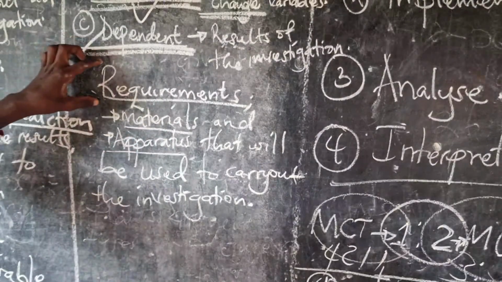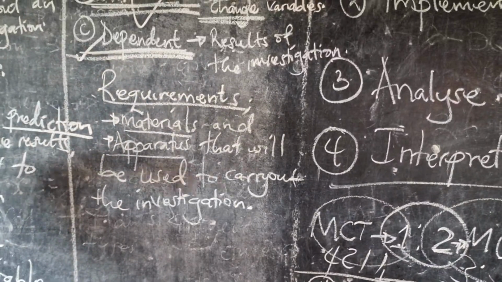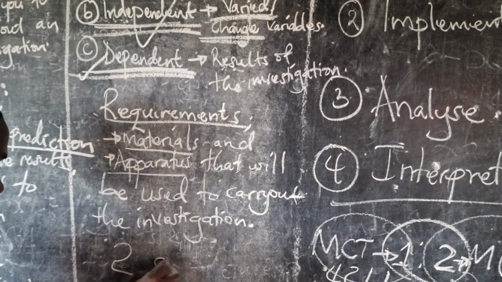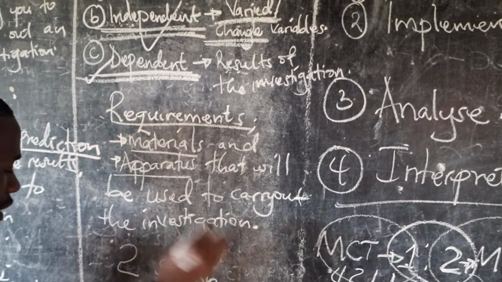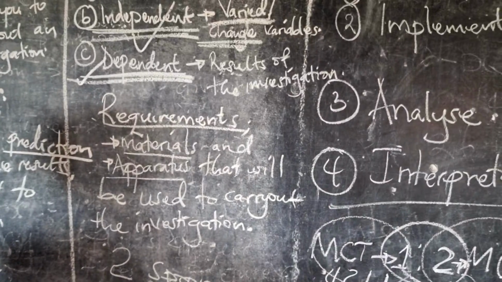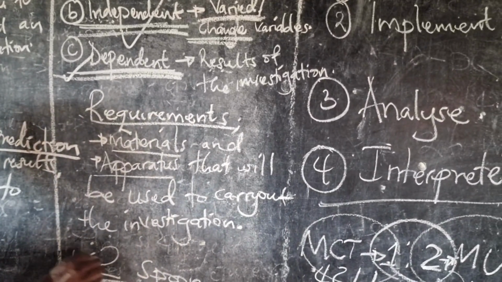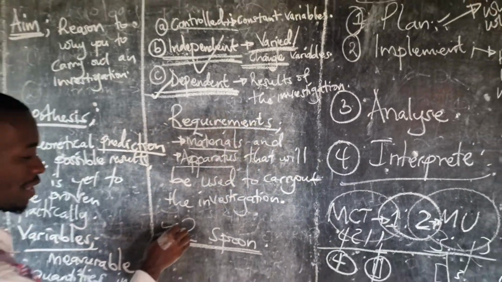These requirements, we usually state them by numbers. That I will need 2 spoons. Let's assume you are to make juice. And these 2 spoons must be clearly indicated in the procedures, the use of each of these spoons. One for maybe for scoop.